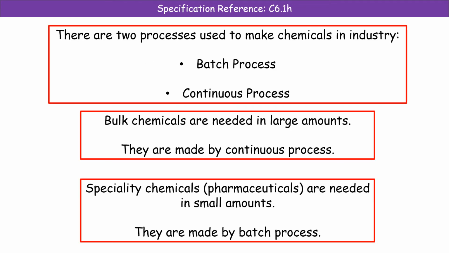If we're looking at how we make chemicals in industry, different to what we do in our school lab, we have two processes available, batch and continuous. If we want to make large amounts of bulk chemicals, like our ammonia, this would be made by continuous process. If we wanted to make a small amount of a specialty chemical, like pharmaceutical drugs, they would be made through the batch process. So batch, small amounts of specialty chemicals, continuous, large amounts of our bulk chemicals.